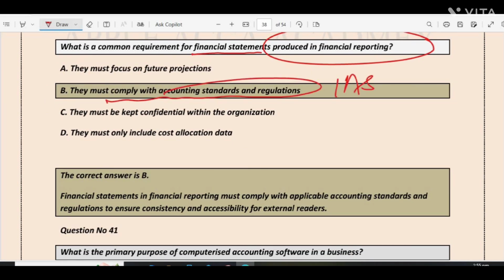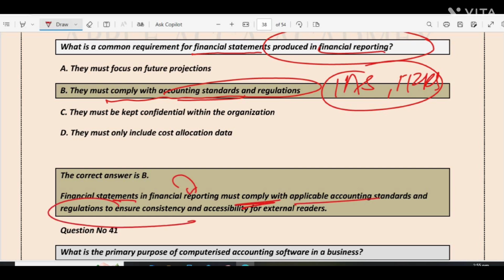These standards, they have to follow the standards when they are producing the financial reporting, financial statement. So financial statement and financial reporting must comply with applicable accounting standard and regulation, ensure consistency and accessibility for the external reader, right? Great.